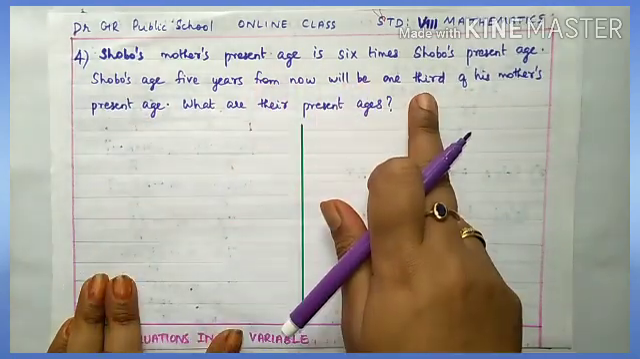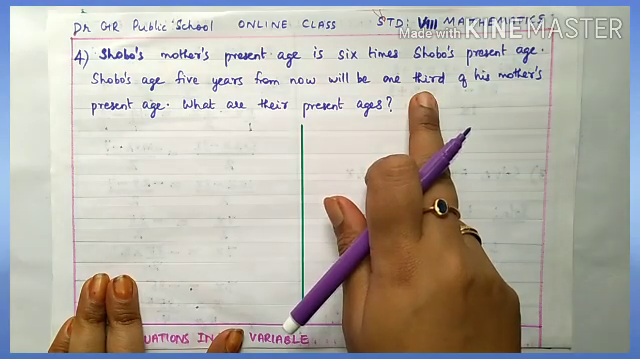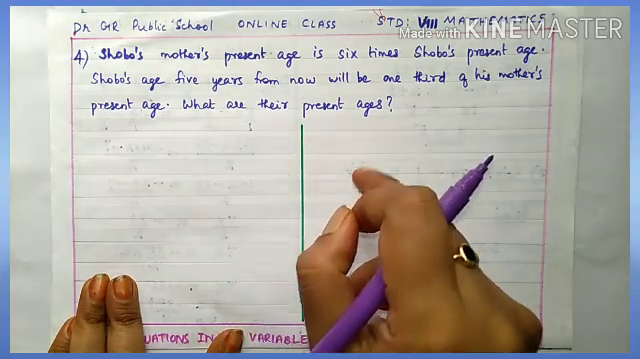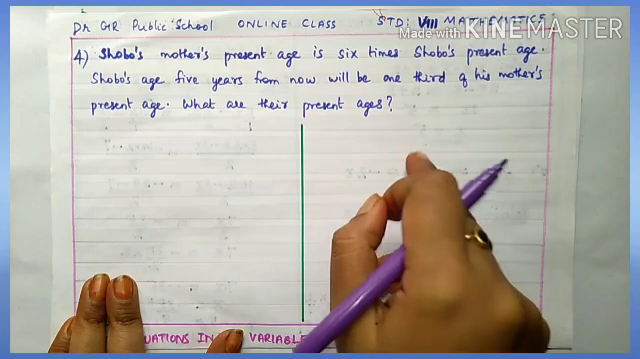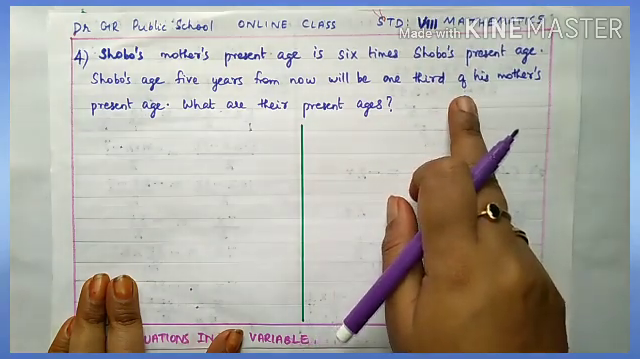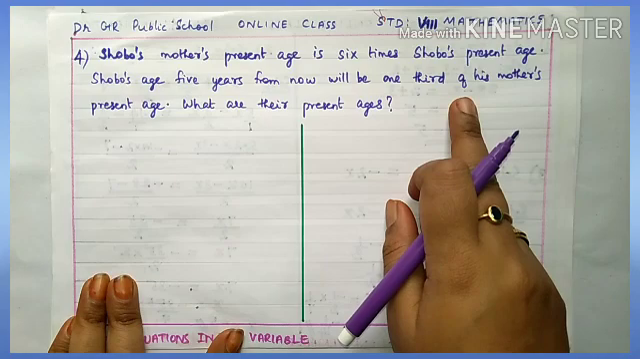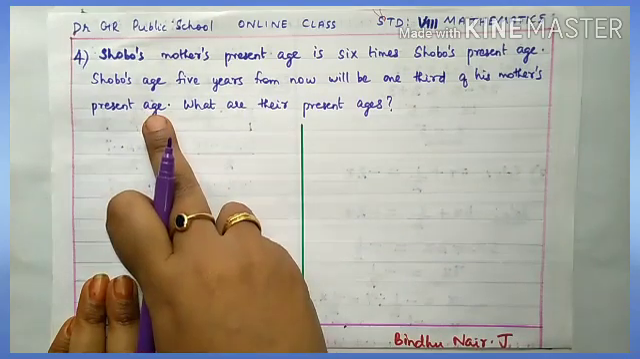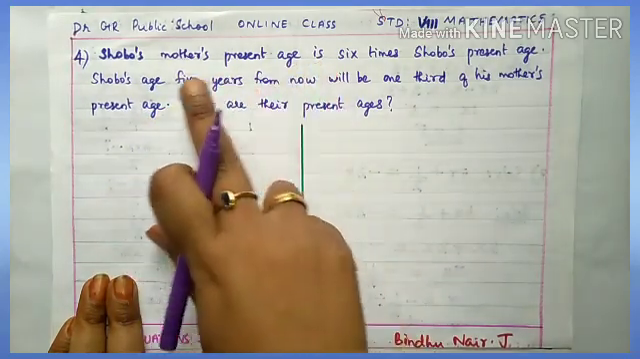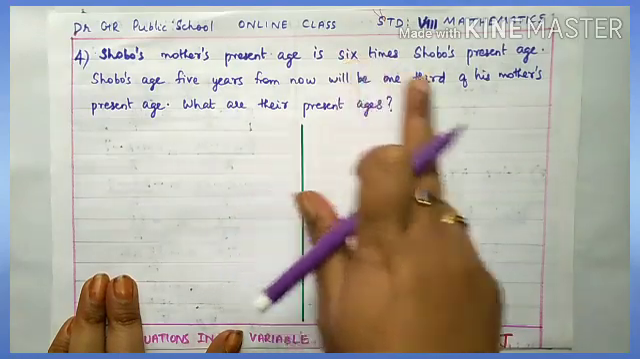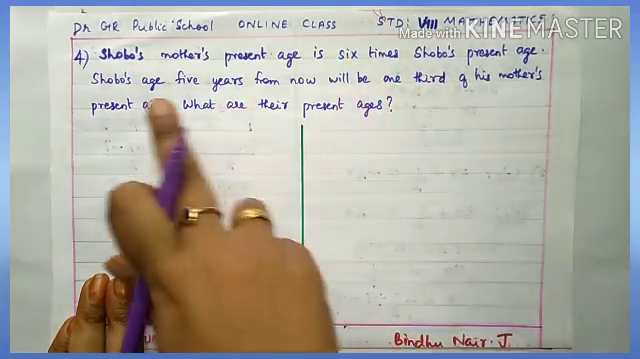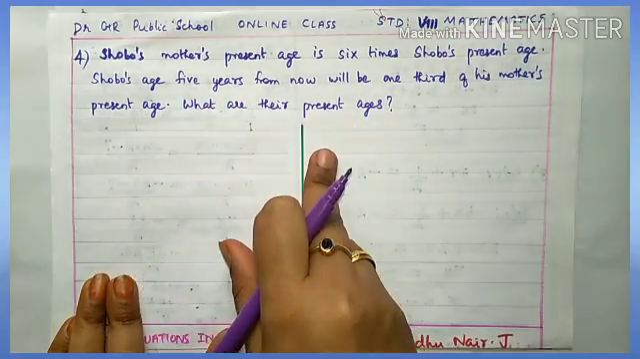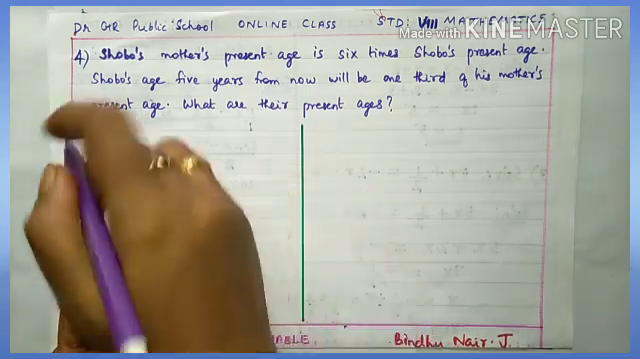What do you mean by 1/3? Yes, it is 1/3. So after 5 years, Shobo's age will become 1/3 of his mother's present age. Of means, you studied in lower classes, 1/3 of means you will multiply. So 1/3 of his mother's present age. What present age are we telling here? 6 times. So 1/3 of that present age will become Shobo's age after 5 years. What are their present ages we want to calculate? Okay, so let us start the question.